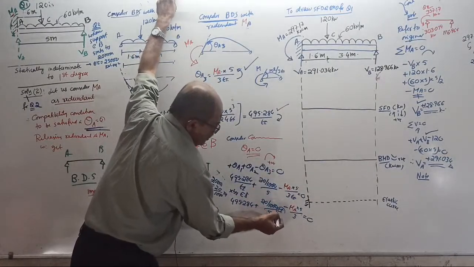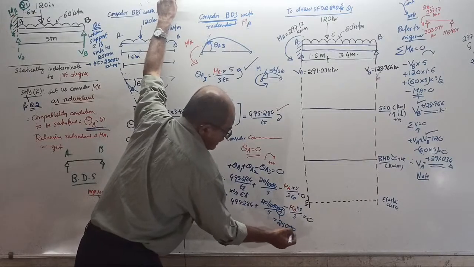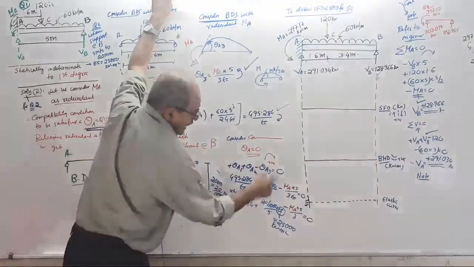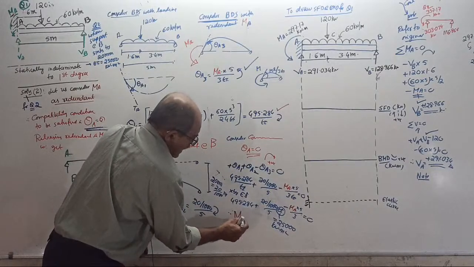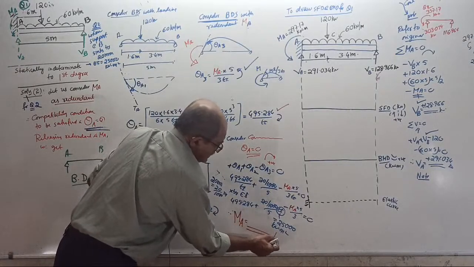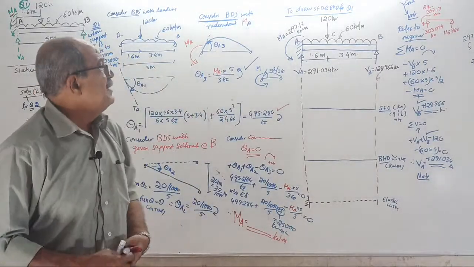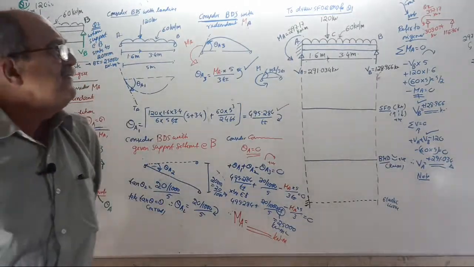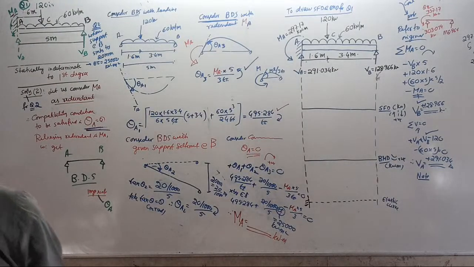Now you substitute this EI equal to 25,000 kilonewton meter square. So, tell what is the value of MA you are getting now. First, tell me the MA value. Solve correctly. Get MA. It has to come same as last time. Otherwise, no continuation. Solve MA. Hope procedure fully clear. Tell me.